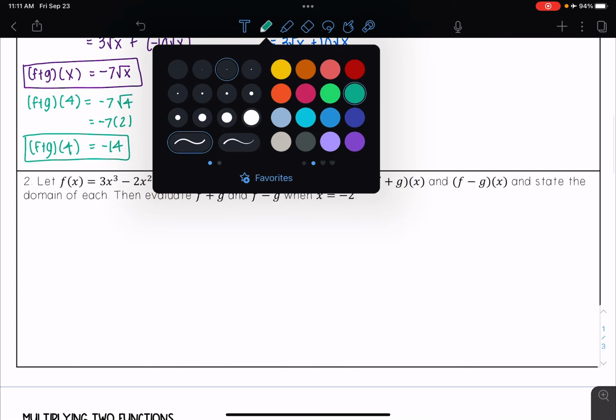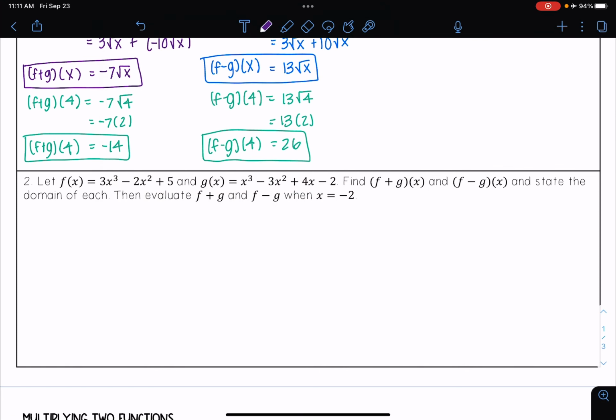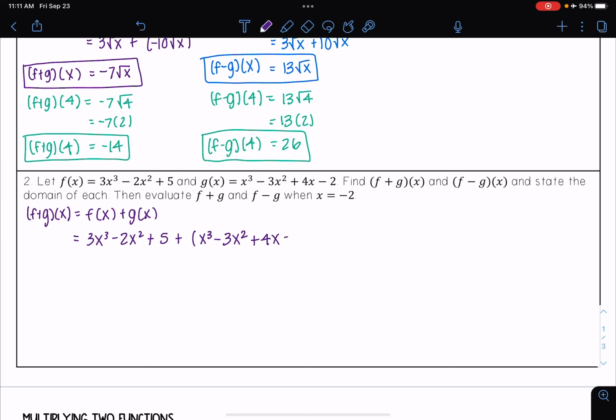Okay, let's look at one more example. So here my two functions are f is 3x cubed minus 2x squared plus 5, and g is x cubed minus 3x squared plus 4x minus 2. So first I'm going to find f plus g of x and f minus g of x. So f plus g of x is going to equal f of x plus g of x. f of x is 3x cubed minus 2x squared plus 5. And g of x is x cubed minus 3x squared plus 4x minus 2.